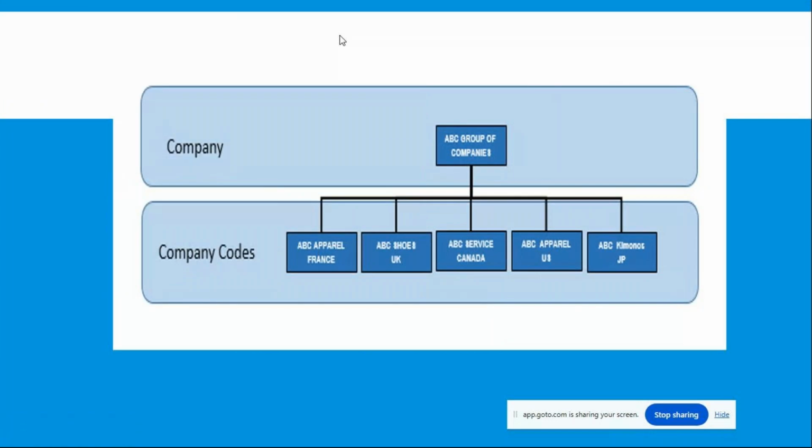You can draw this company, ABC group of companies. Company code is what? ABC Apparel, ABC Shoes, ABC Service, and so on, in different places also: France, UK, Canada, US, JP, all these. So these are called company codes. This is called the ABC group of companies.